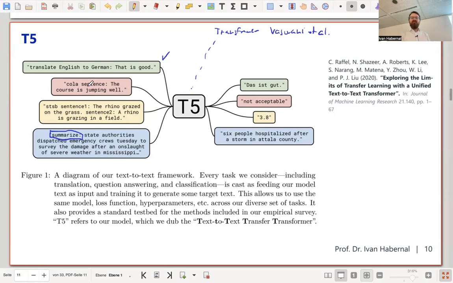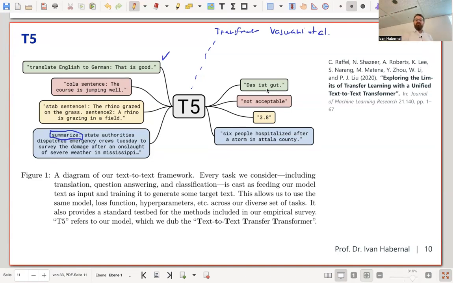Yeah. I think this is a CoLA sentence. The course is jumping well. I guess the task was grammar checking, or meaning checking. The course is jumping well is not an acceptable sentence. I don't know exactly the task, but it's something like a classification of whether the sentence is acceptable or not.